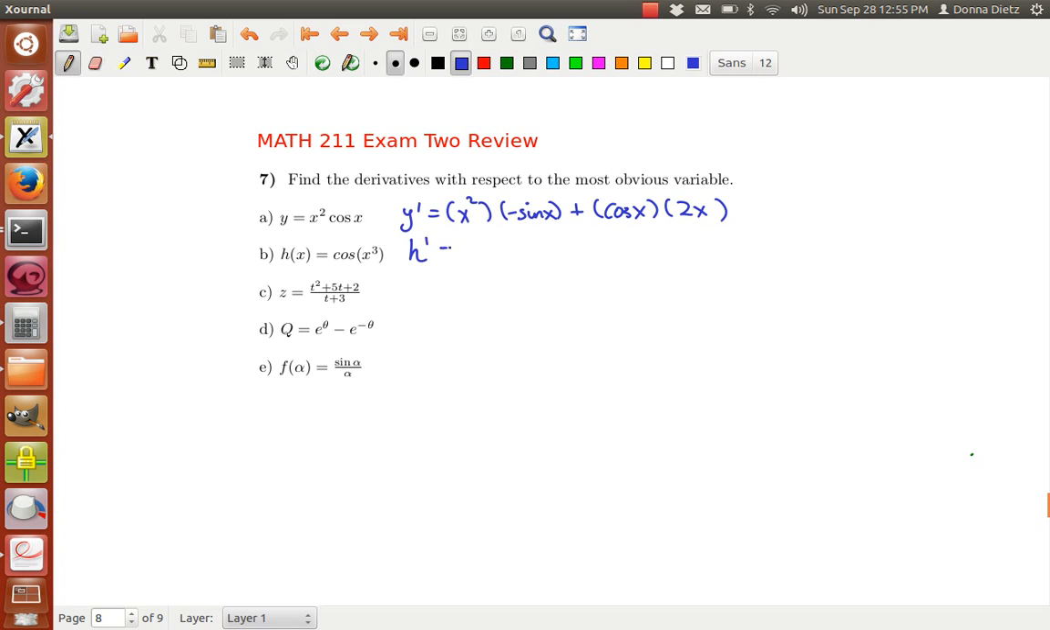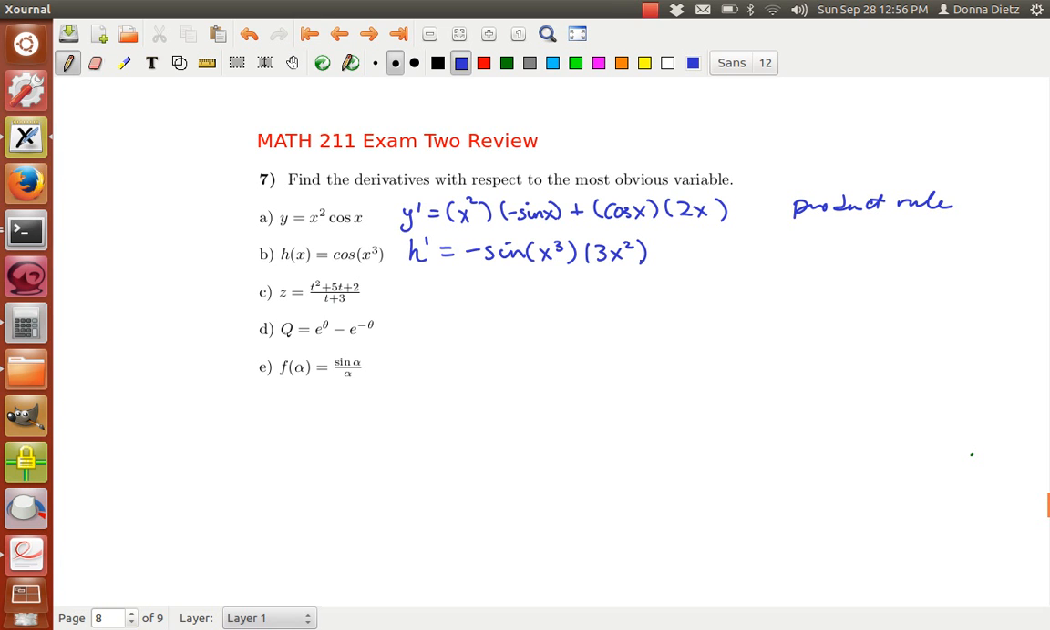What do we have here? So this one was product rule. And the next one is going to be the chain rule, the guts rule. Cosine of guts. Derivative of cosine is negative sine of guts. And then times the derivative of the guts. There we go.